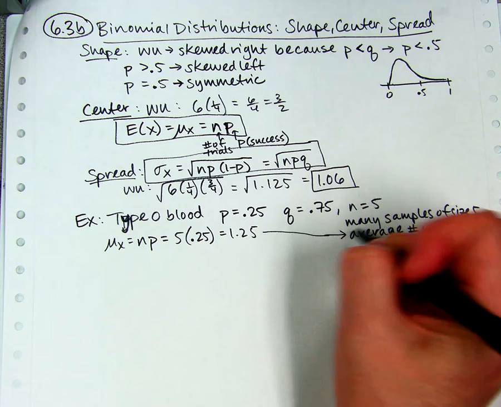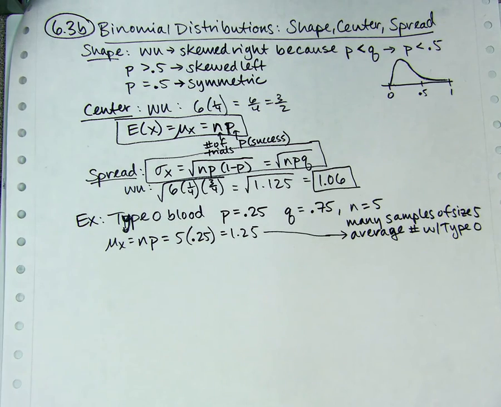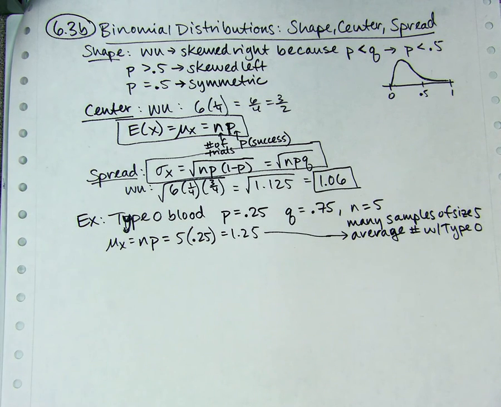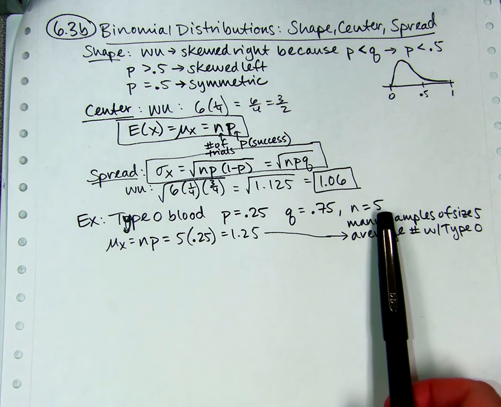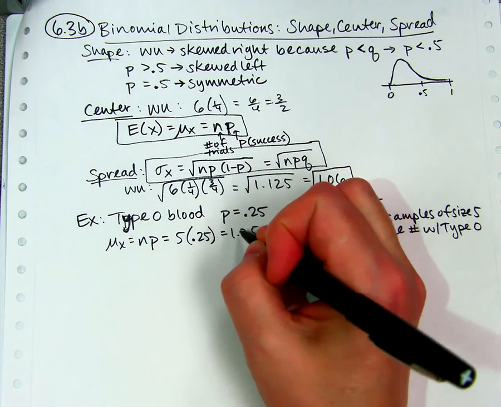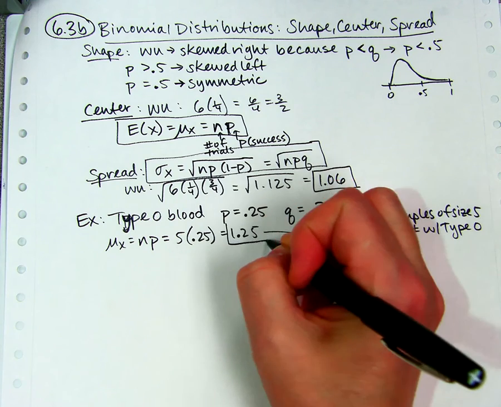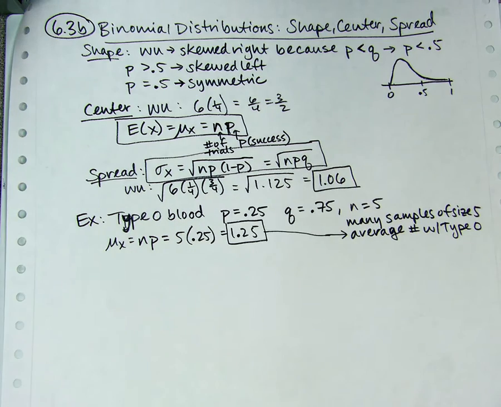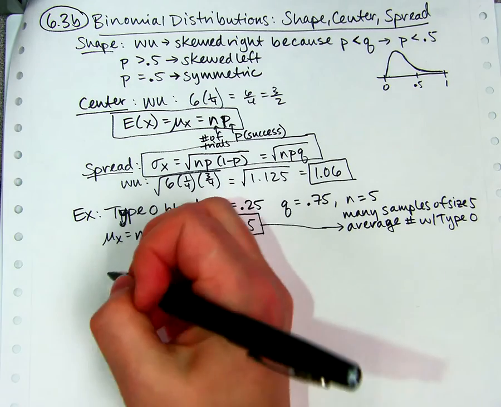Now remember, an average does not get rounded. You might say to yourself, well, I can't get 1 1/4 samples, but I'm not talking about a specific time that I chose 5. I'm talking about the average of many, many times that I chose 5. And this is a perfectly good average. On average, 1 1/4 times out of 5, I would get type O.